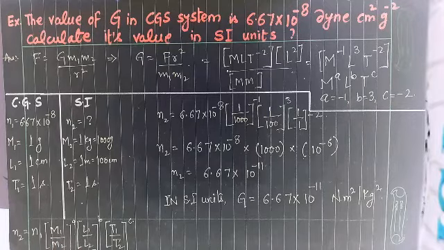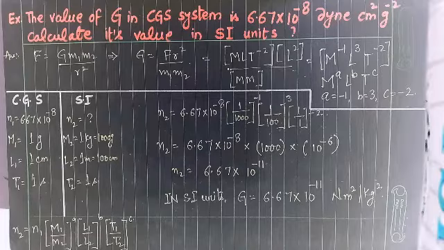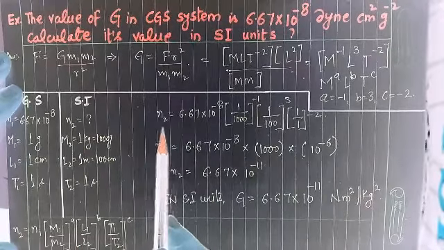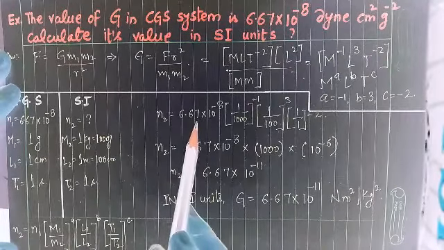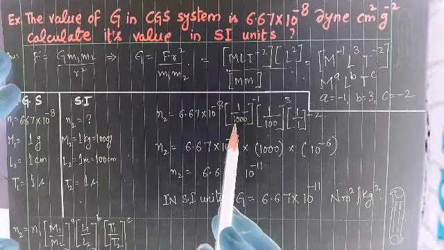Formula. This we have already discussed in uses of dimensional equations. n2 is equal to n1 into M1 by M2 whole raised to power a, L1 by L2 whole raised to power b, T1 by T2 whole raised to power c. This is the formula used over here. Substituting the values, n2 is equal to n1, which is given to us. Now M1 by M2 becomes 1 by 1000.